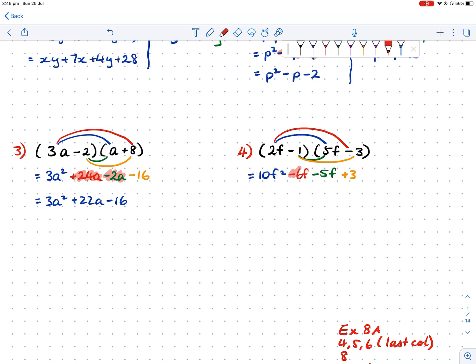So again, like terms are in the middle. So then we've got 10f squared minus 11f plus 3. So be very careful with your signs when you're collecting those like terms. They're both negative numbers, so you add the numbers together. It's still negative.